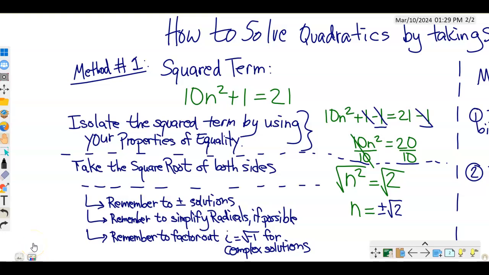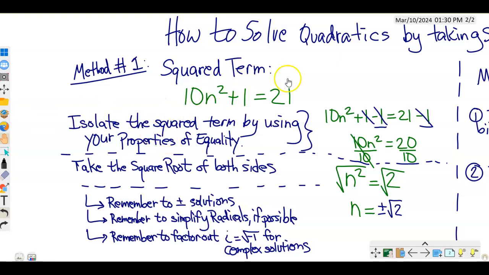Okay, Algebra 1 students, this is the first of two, hopefully short videos going through both methods of solving a quadratic equation by taking square roots. Now we're going to learn soon that this method of solving only works in certain circumstances. This is one of them.